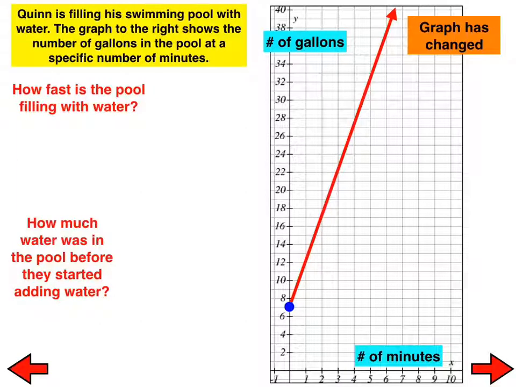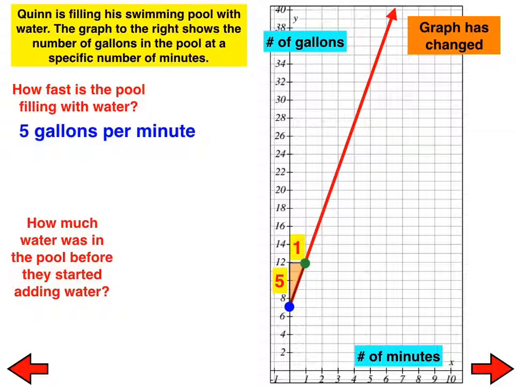Well, how fast the water is going into the pool is really just finding the slope, because the slope is always the rate of change, or in this case, how many gallons per minute. So if you want to use your graph with a triangle, we have a vertical change of 5 and a horizontal change of 1. Therefore, the slope of that line is 5. Therefore, water is going into the pool at 5 gallons per minute. And you could have used any 2 perfect ordered pairs to figure that out.